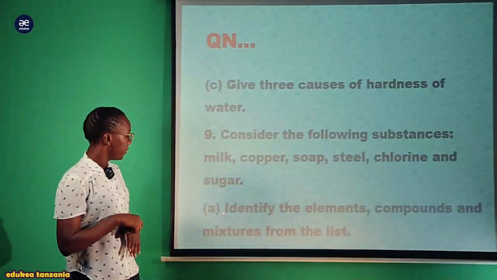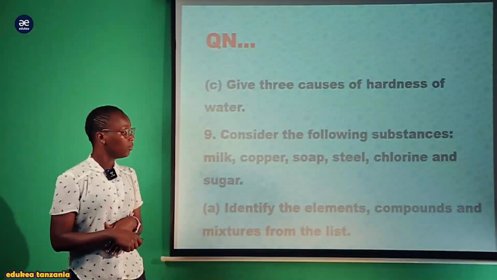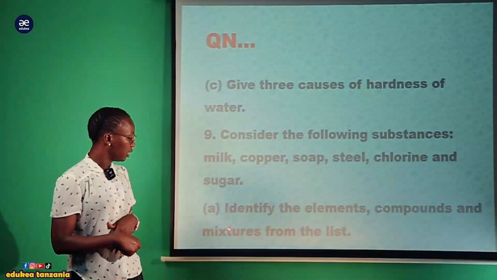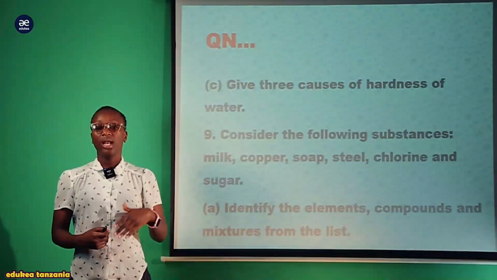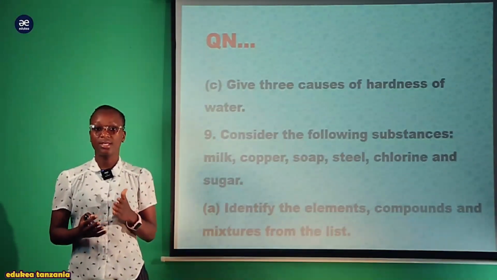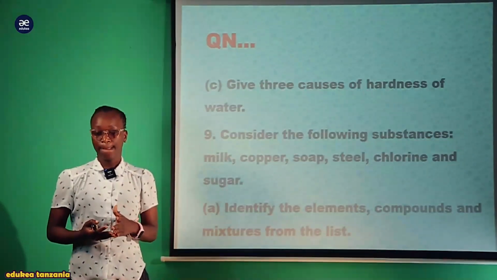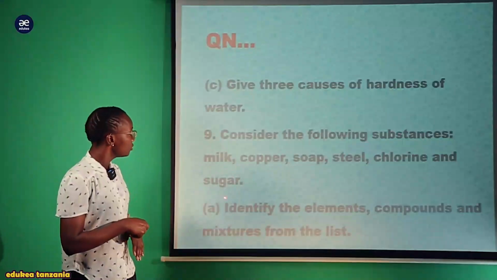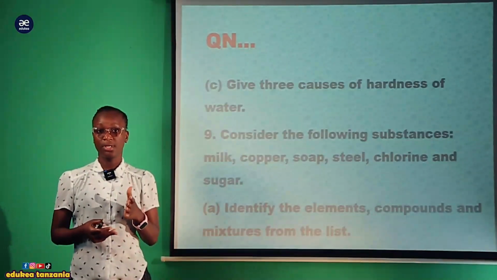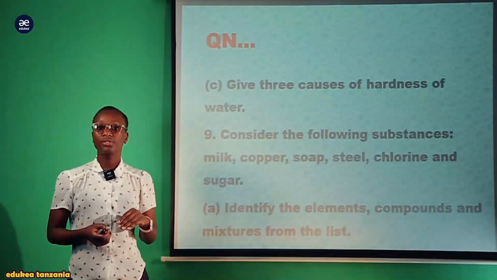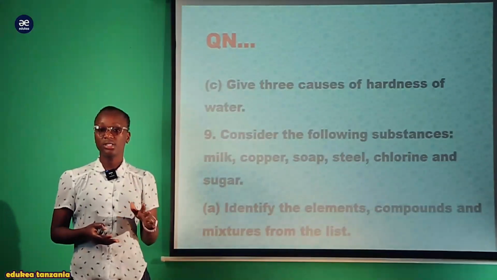The question part A states that identify the elements, identify the compounds and the mixture from the list. Kwamba umepewa hiyo list ya vitu lakini sasa unataka identify which one are the element, which one are the compound and also which one are the mixture. My student, hili swali linatoka kwenye topiki ya form 1 ambayo ni element, compound and mixture. So also you are required to have a knowledge of this concept. You are required to be competent in this topic.